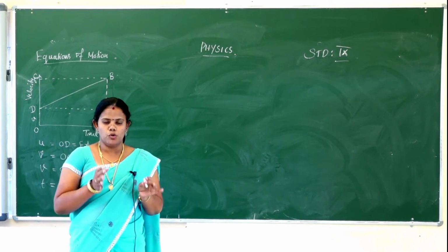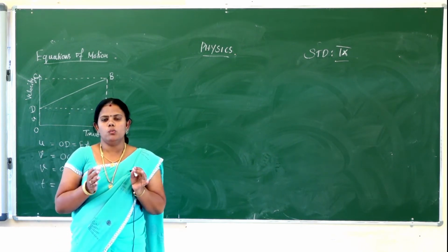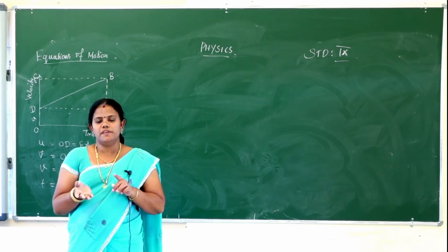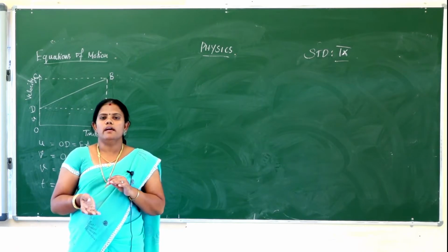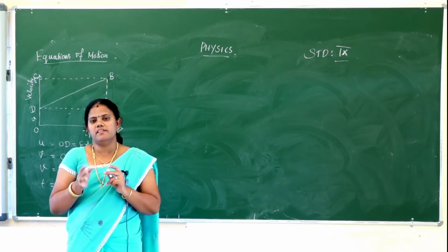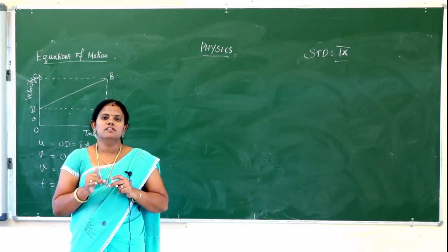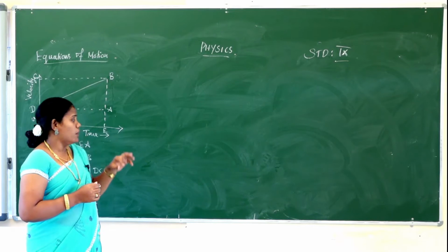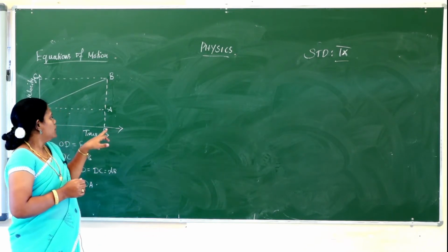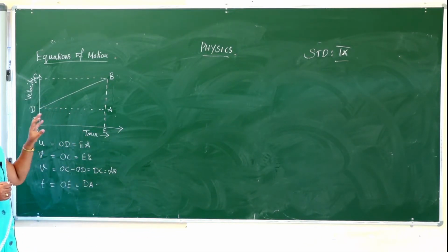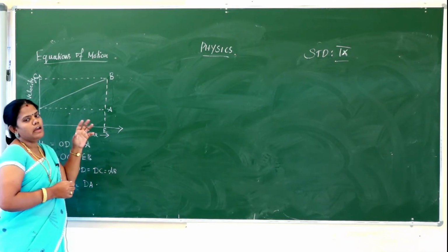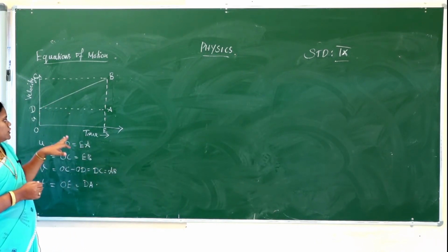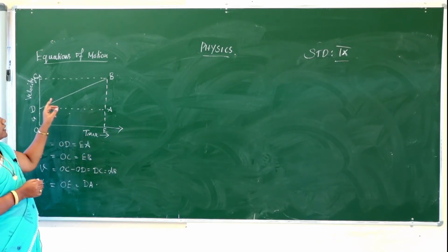What was learned in the previous class? Our topic is motion: what is motion, the types of motion, the difference between distance and displacement, velocity, speed, the difference between velocity and speed, and acceleration. All of these were learned in the previous class. Then, in the previous class, you also learned the graphical representation of the velocity-time graph and the acceleration-time graph. Today I will explain the equations of motion.